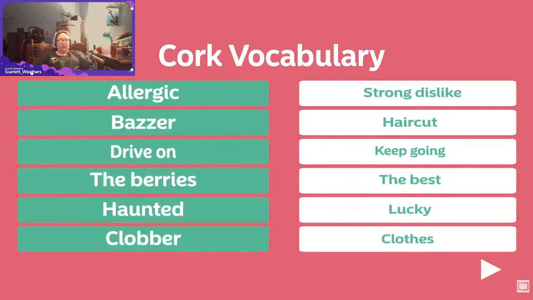If you'd like to try out your Cork accent, why not give some of these words a try? Just don't forget to make it sing-songy, you know?